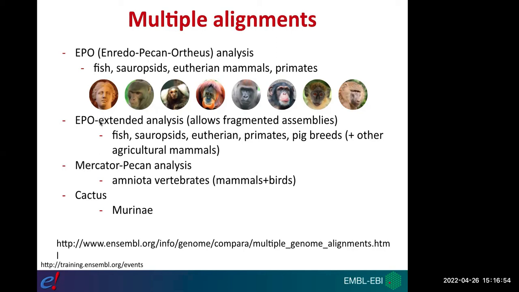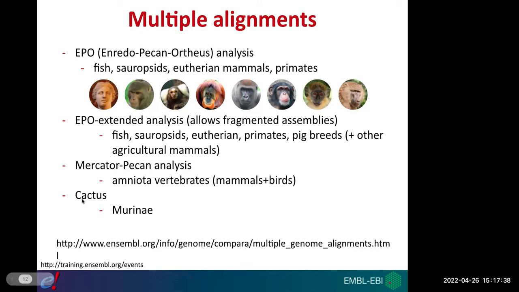We also have what we call the EPO extended analysis, and this is for larger species sets that have fragmented assemblies as well, so lower quality genome assemblies. Then we have the Mercator Pecan analysis, and we use this to perform the whole genome alignments against the amniotes, so the mammals and the birds. The EPO pipeline that I described above is really good for performing multiple whole genome alignments for closely related species. But the Mercator Pecan analysis is a lot more tolerant of distantly related species and differences in the genome sequences. So we use this for looking at the mammals and the birds, so the amniotes.